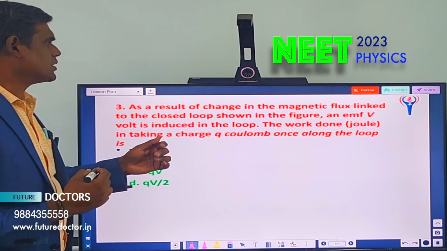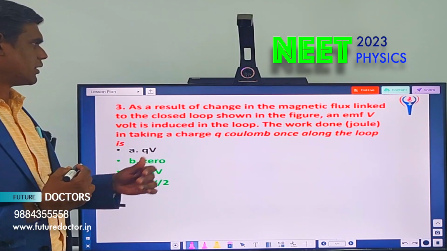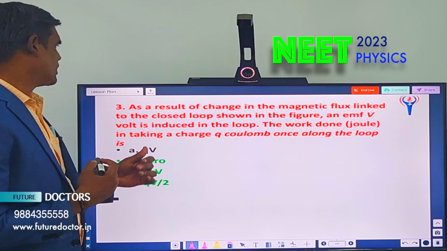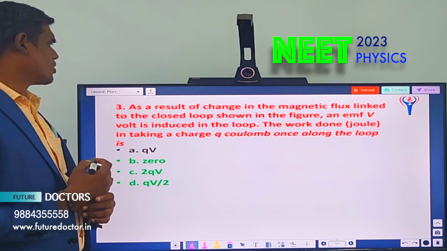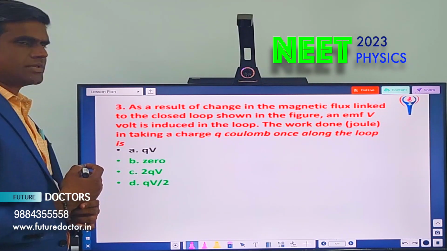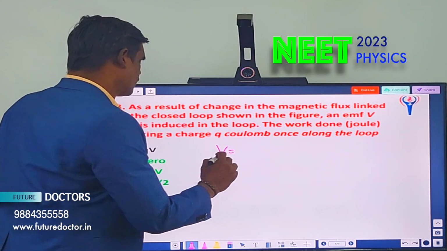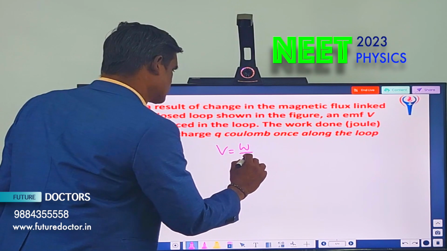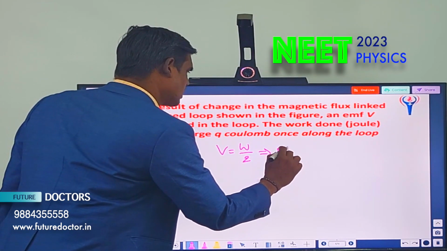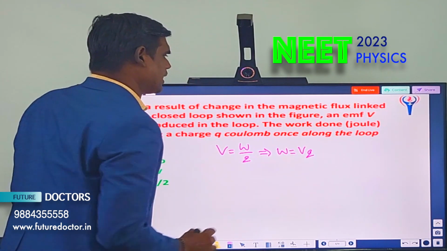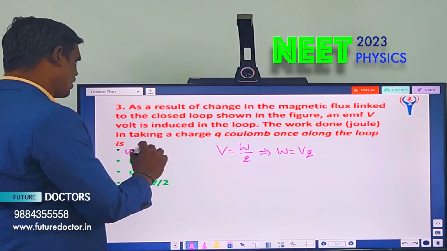As a result of change in the magnetic flux linked to the closed loop shown in the figure, an EMF V volt is induced in the loop. Work done in taking a charge Q coulomb once along the loop is dash. This just we can apply the same formula. That is a potential V equal to work done per unit positive charge. So W equal to V into Q. That we can directly apply. That is option A, Q.